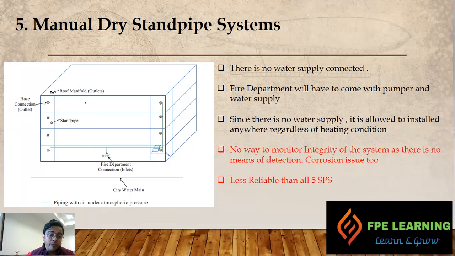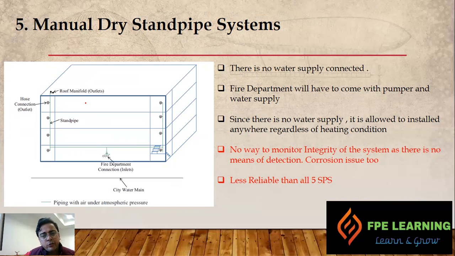But there is a problem in the manual dry standpipe system. The problem is with the detection of any kind of broken pipes, leakage, etc. Corrosion is another issue. If there is water lagging inside the pipe for a long time and it is exposed to the air, when air mixes with the water and there is a metal, the chances of corrosion go high. So there is no way that one can monitor the integrity of a manual dry standpipe system.